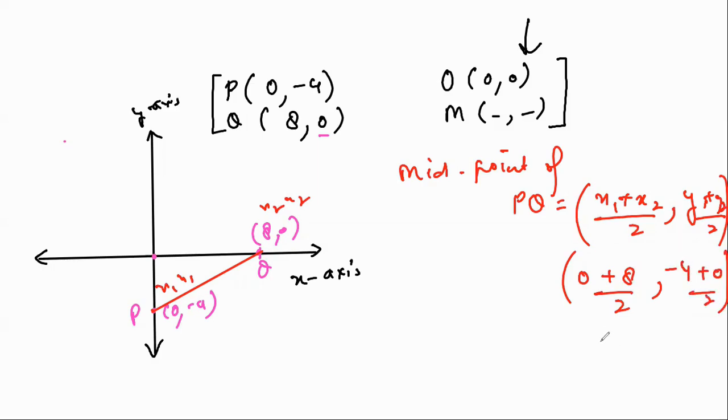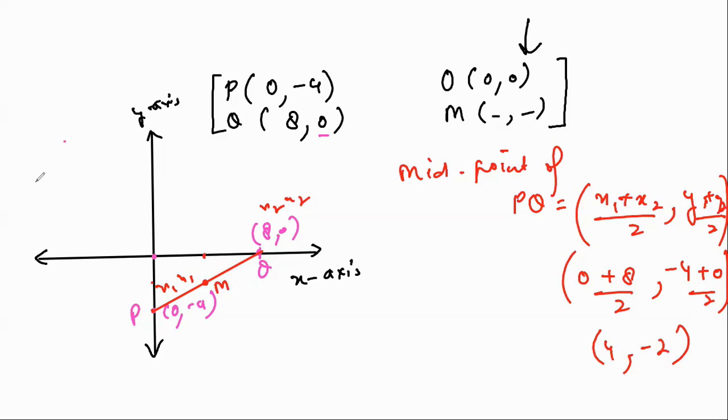So what is the coordinate? It is 0 plus 8, which is 8, by 2 is 4. And minus 4 plus 0 is minus 4, minus 4 by 2 is minus 2. So this is the coordinate: 4 comma minus 2. Let's say this is 4 and here it is minus 2, something like this. This is the midpoint that we have, so let's call it M.